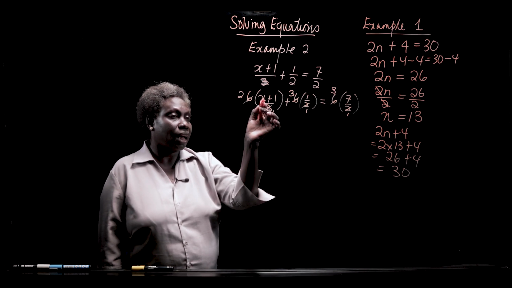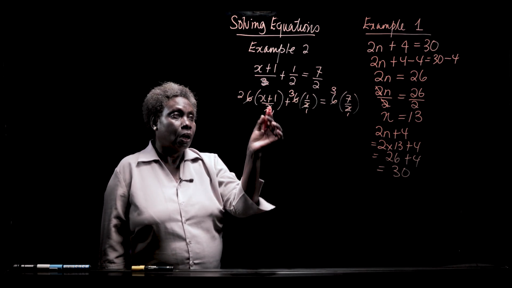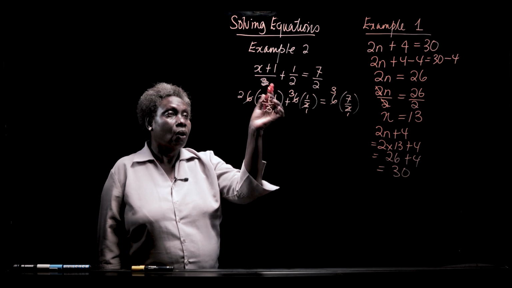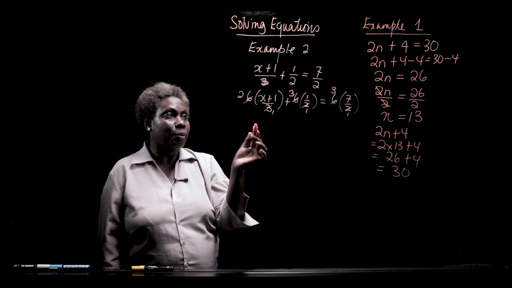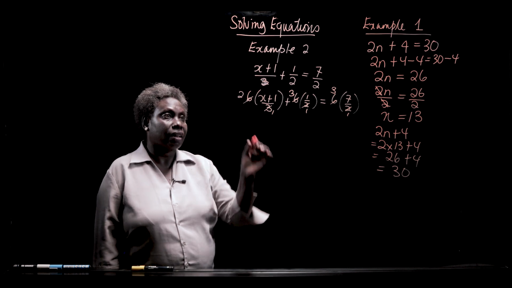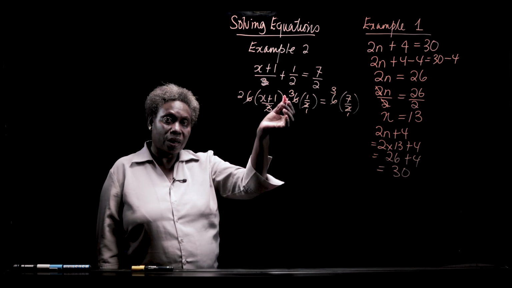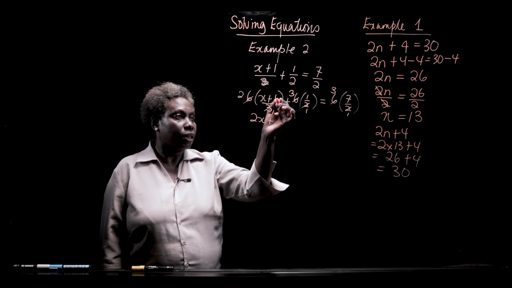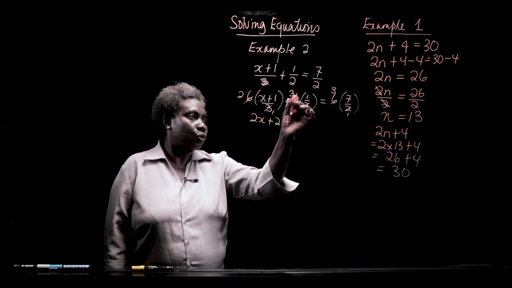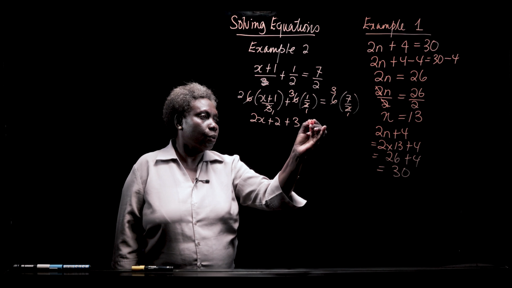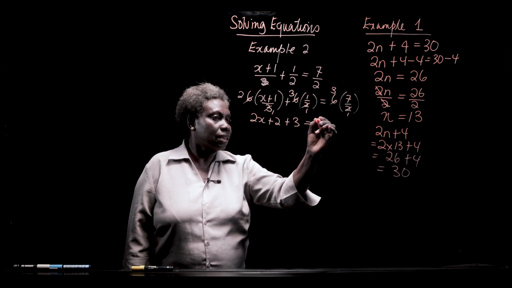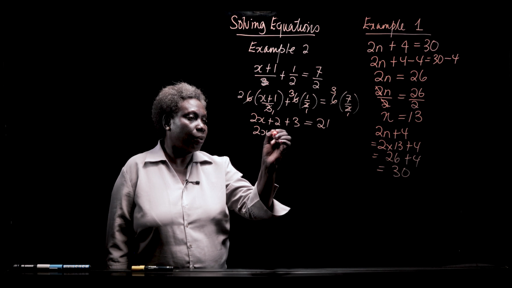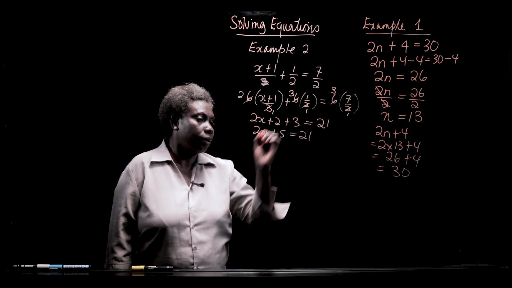Now we have 2 times x plus 1. That's a group of expressions which are added together. We'll have to use the distributive law to multiply every term in the bracket by the term outside the bracket to get rid of the bracket. So 2 times x is 2x plus 2 times 1 is 2 plus 3 times 1 is 3 is equal to 3 times 7 is 21. Now, we have 2x plus 5 is equal to 21.